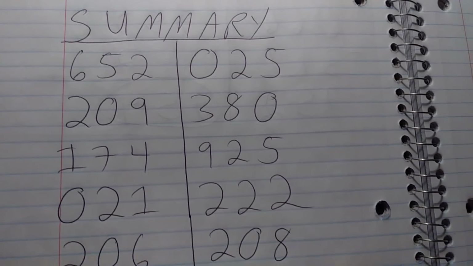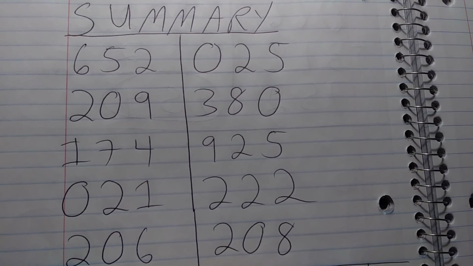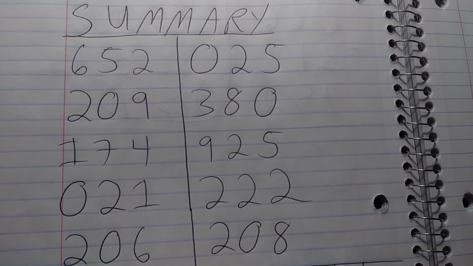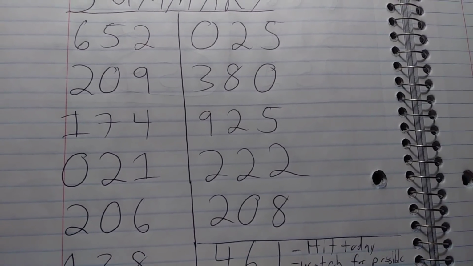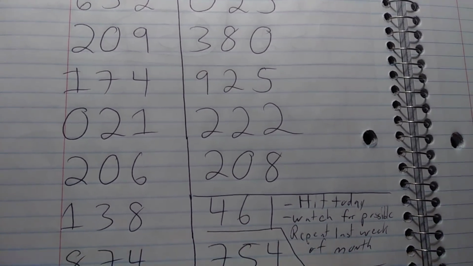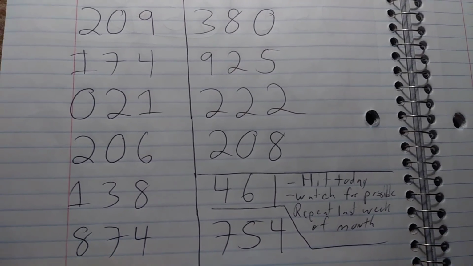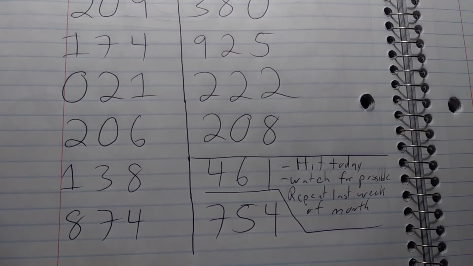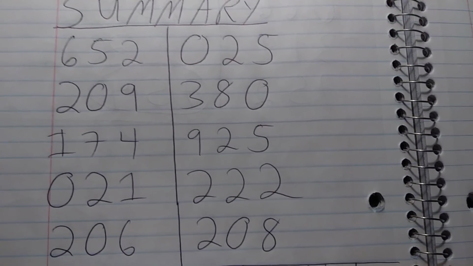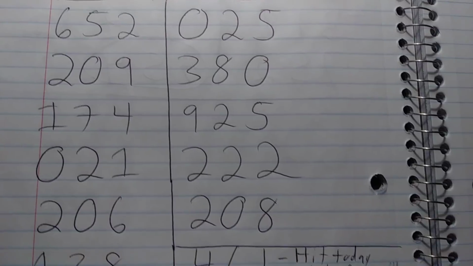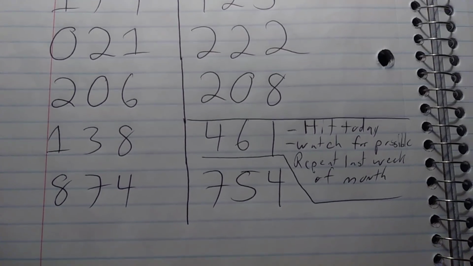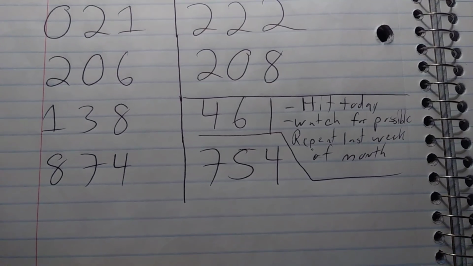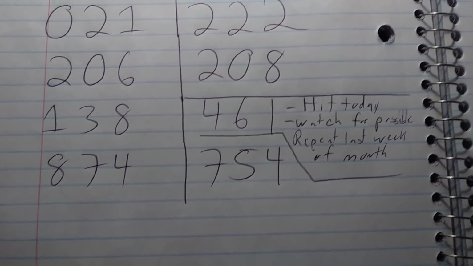So the numbers that may hit in the next 7 days are 652, 209, 174, 021, 206, 138, 874, 025, 380, 925, 222, 208, 461, 754.